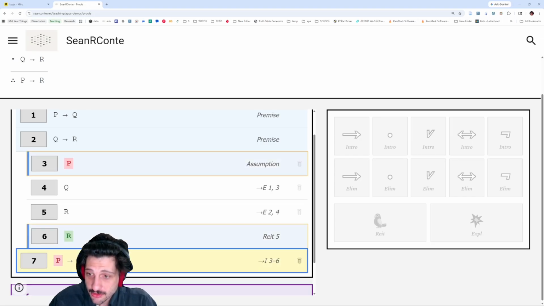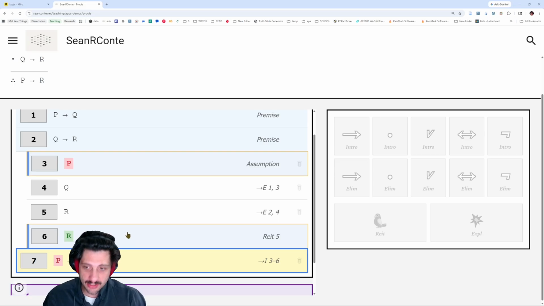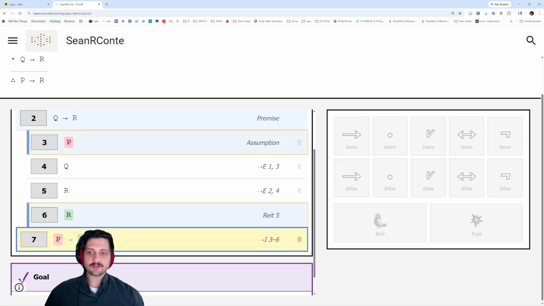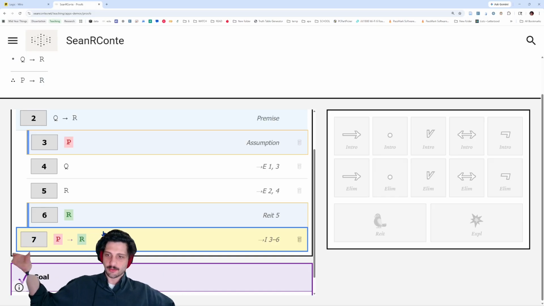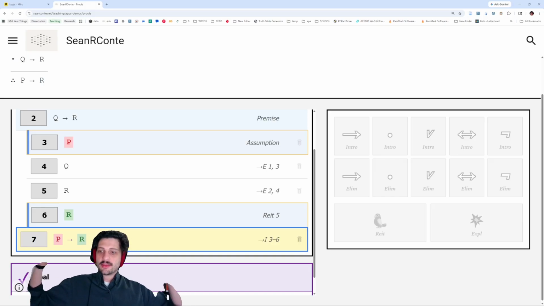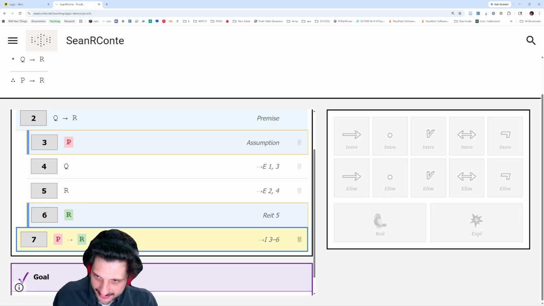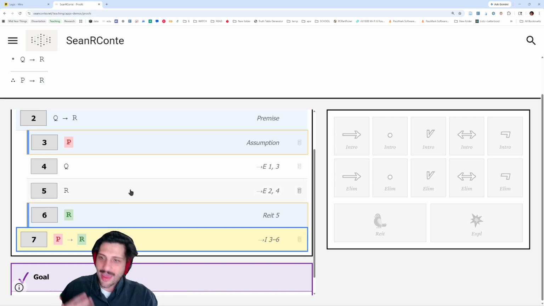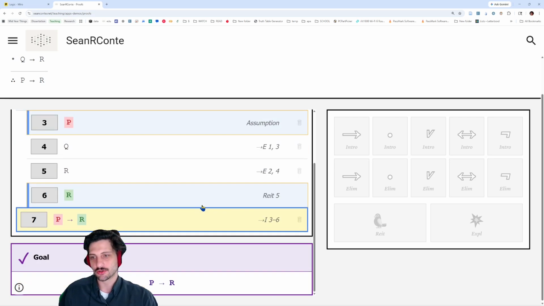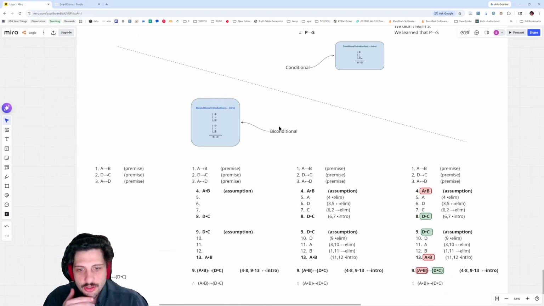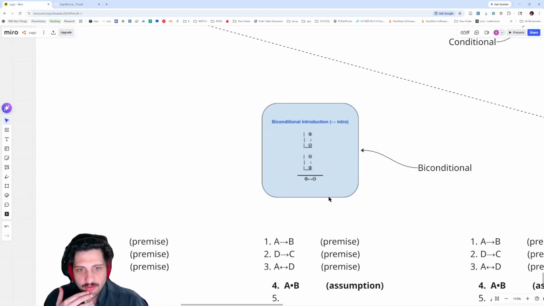So the idea with conditional introduction is that we just assume something, we show what it leads to, and then the result of that isn't that we believe either the assumption or the consequence of that assumption. It's just that we believe that the assumption would lead to that consequence. We don't believe P, we don't believe R, but we do believe that P leads to R. And that's the idea for conditional introduction.